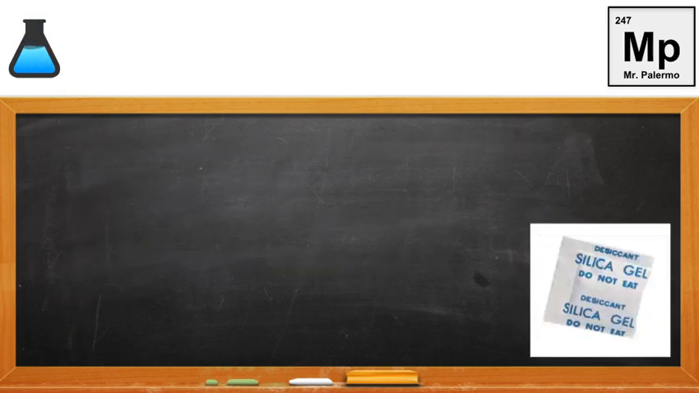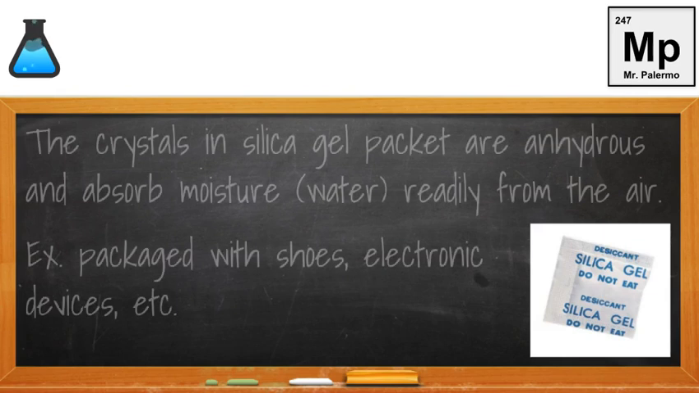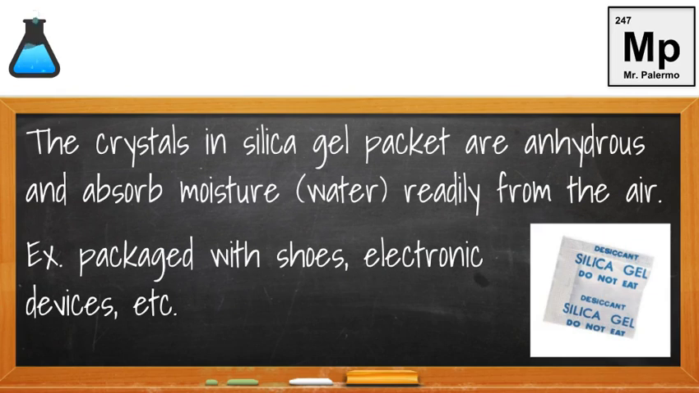So what happens if you take all the water away? Well, then we're left with the anhydrate, or the anhydrous crystals. And something that you may see in your everyday life are these silica gel packets. These are anhydrous crystals, meaning the water has been removed. And so they'll very readily absorb moisture or water from the air. And they're often packaged with things like shoes or electronics to avoid the buildup of moisture and the production of mildew.